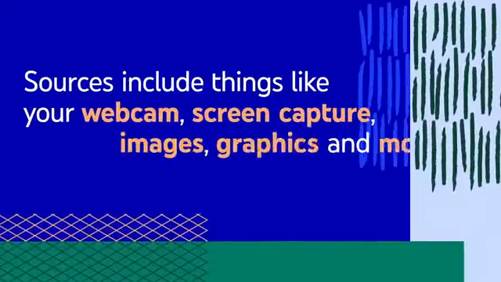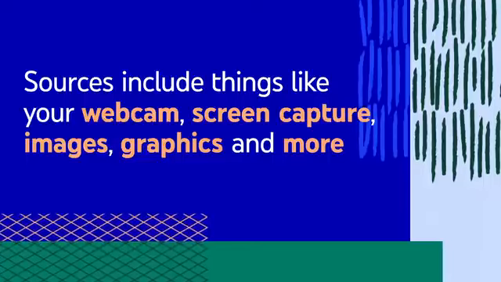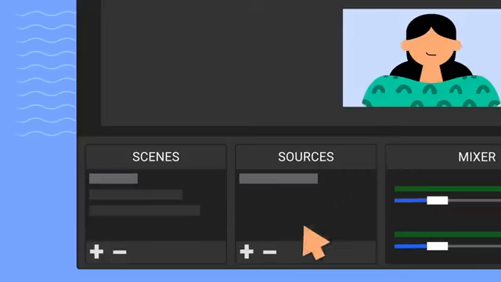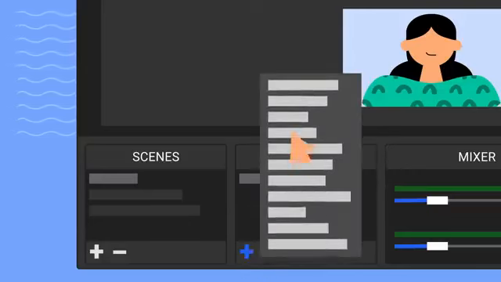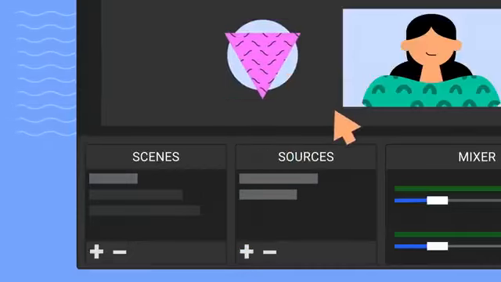So your next step is to add sources. Any content you choose to display to your viewers would be considered a source within a scene, layout, or shot. This could be things like your webcam, your screen capture like the video game you're streaming, images, graphics, and more. Press the plus symbol to add your new source. Once you've added a source, you can then choose where it shows up on screen.